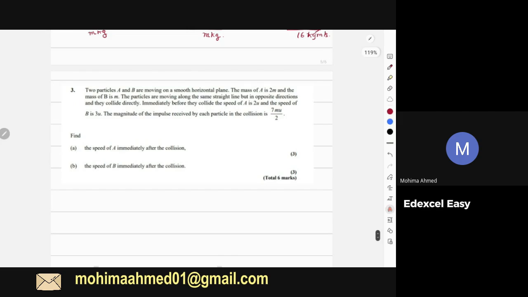Now over here it says that two particles, A and B, are moving on a smooth horizontal plane where mass A is 2m and the mass B is m. The particles are moving along the same straight line but in opposite directions. That is an important point, that they are moving in opposite directions, and they collide directly. Immediately before they collide, the speed of A is 2u and the speed of B is 3u. The magnitude of the impulse received by each particle in the collision is 7mu by 2, and you need to find out the speed of A after the collision and B after the collision. Okay.